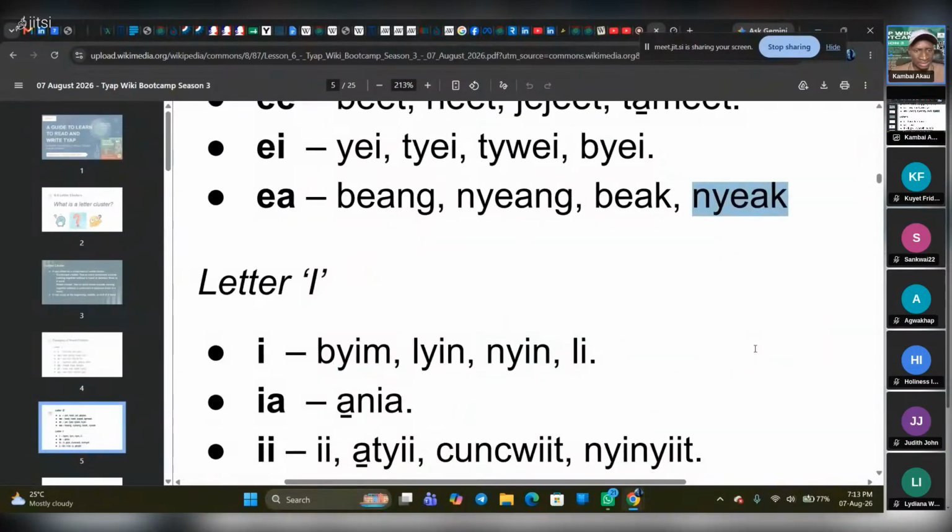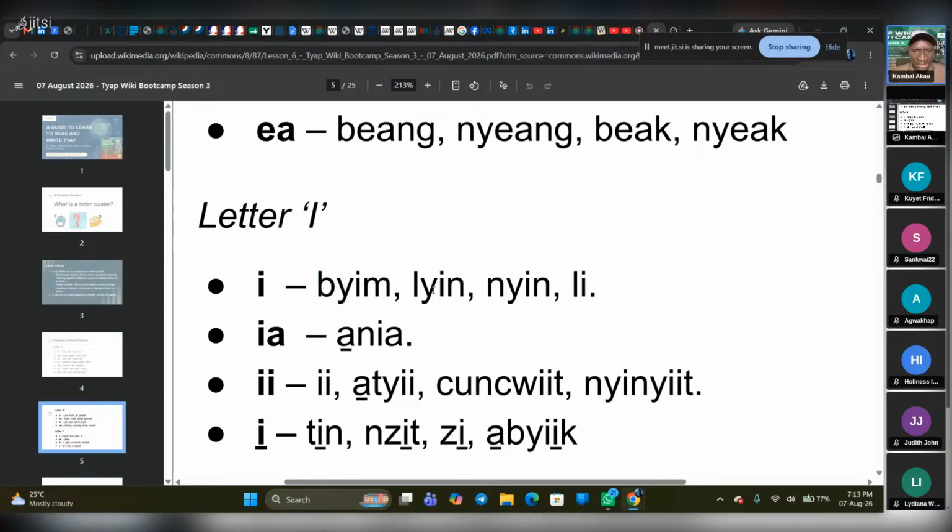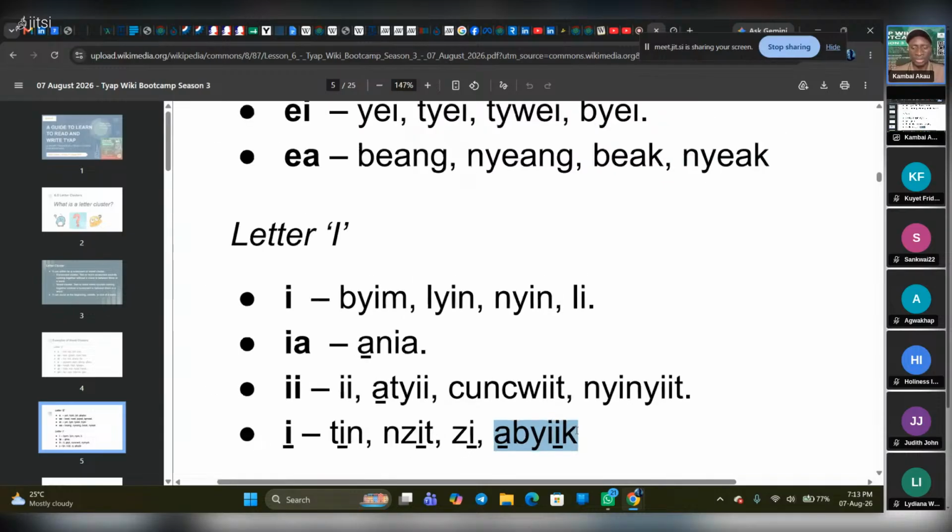Then under the E sound, we have bim, we have lien, we have nyen, we have li, and then we have a nya, and then we have E, we have a T, and then we have chun and then we have nyinyet. And then here we have tin, we have nzit, we have z, and then we have a biuk, a biuk.